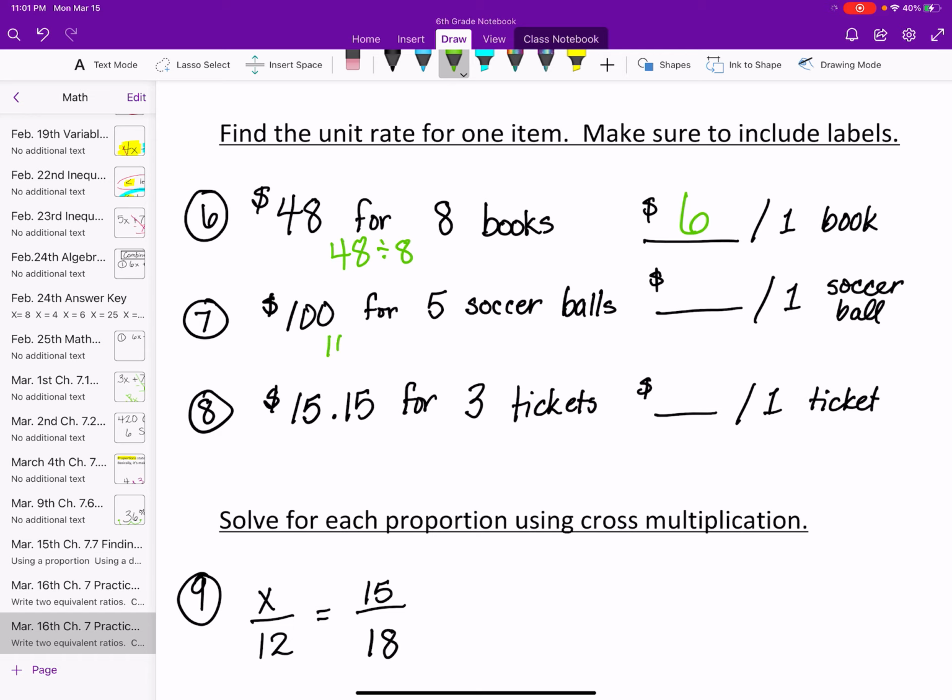Next one, $100 for 5 soccer balls. I'm taking 100 divided by 5 to figure out what I spend on just one soccer ball, and that would be $20.